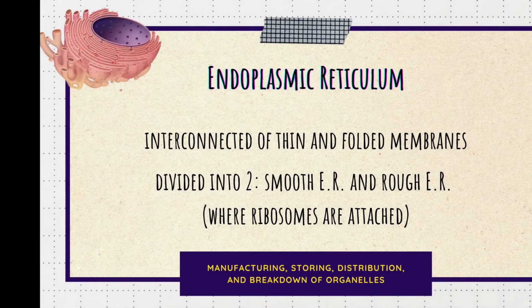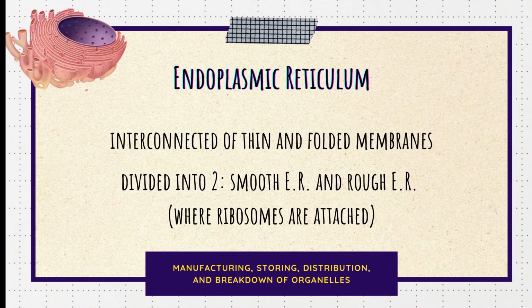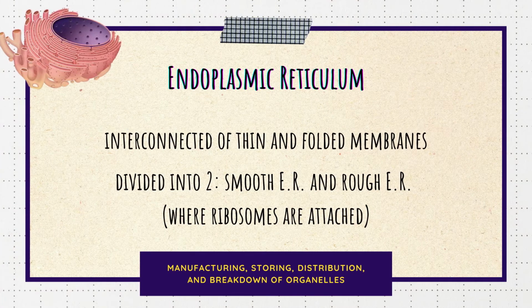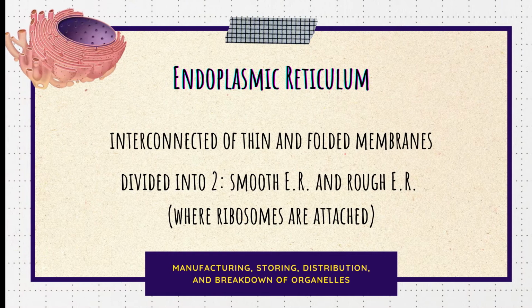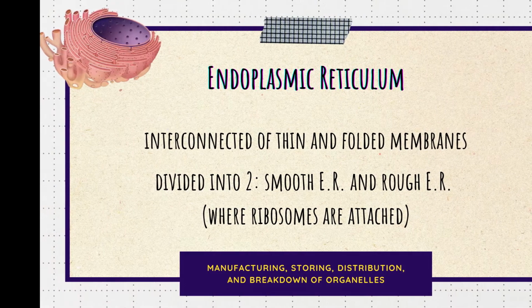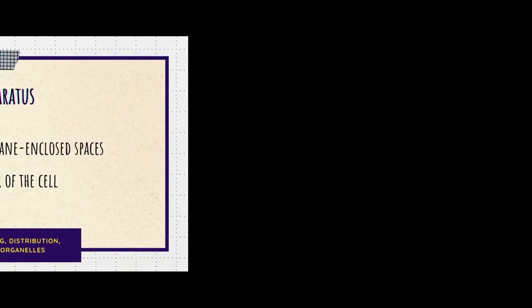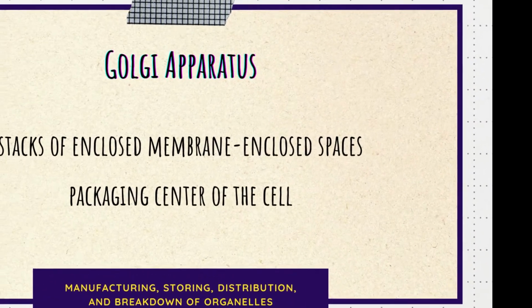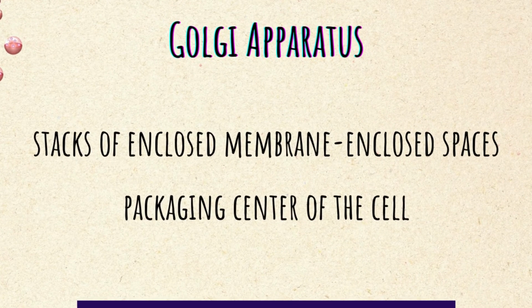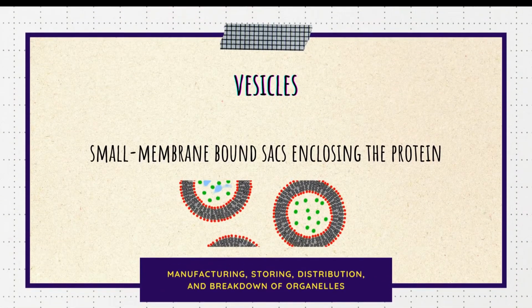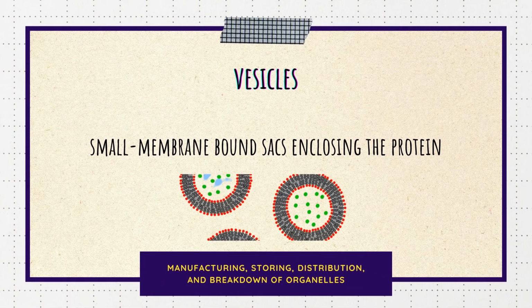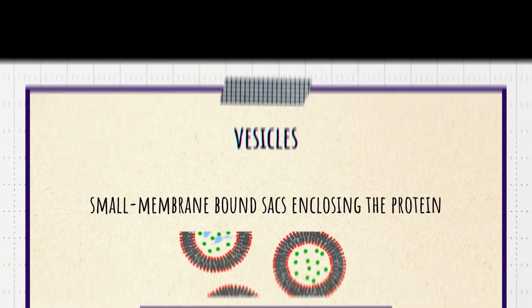Endoplasmic reticulum is an interconnected network of thin and folded membranes. This is divided into two, the smooth endoplasmic reticulum and the rough endoplasmic reticulum, where the ribosomes are attached. We also have the Golgi apparatus, or the packaging center of the cell. Lastly, we have the vesicles, or the small membrane-bound sacs enclosing the protein.